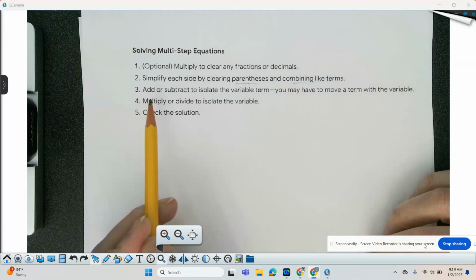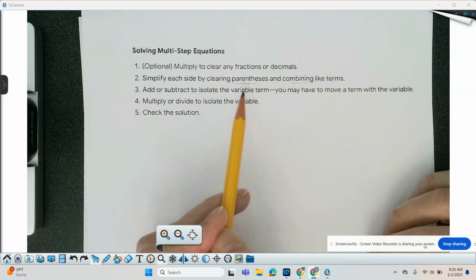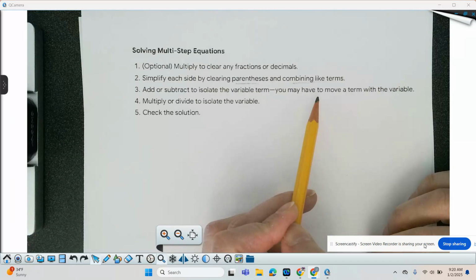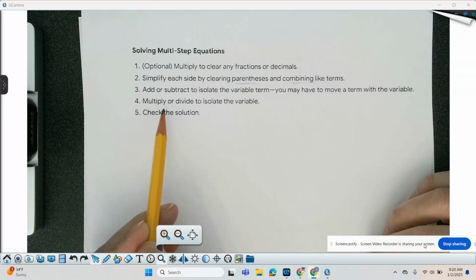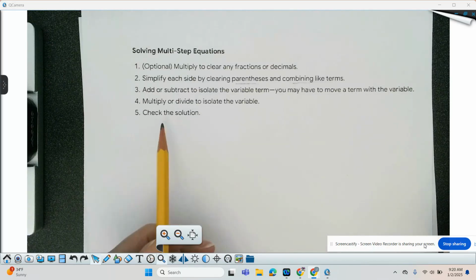We're going to then add or subtract to isolate that variable term, the letter, right? The variable, the letter term. You may have to move a term with the variable in order to isolate that variable. Then step 4, we're going to multiply or divide to isolate this variable. We're not done until that letter is by itself on one side of the equal sign and everything else is on the other side. Finally, you want to always check your solution.